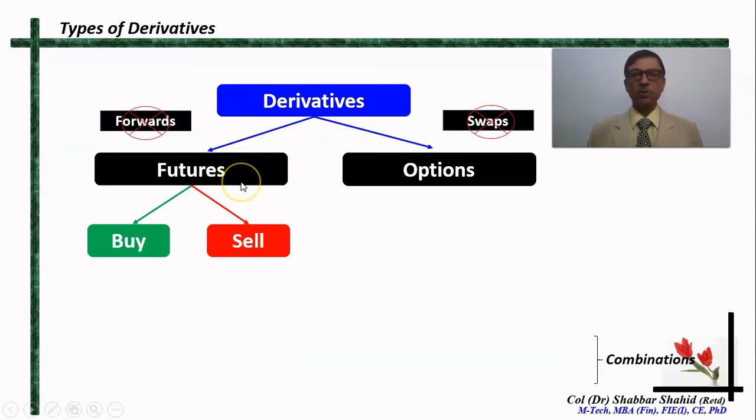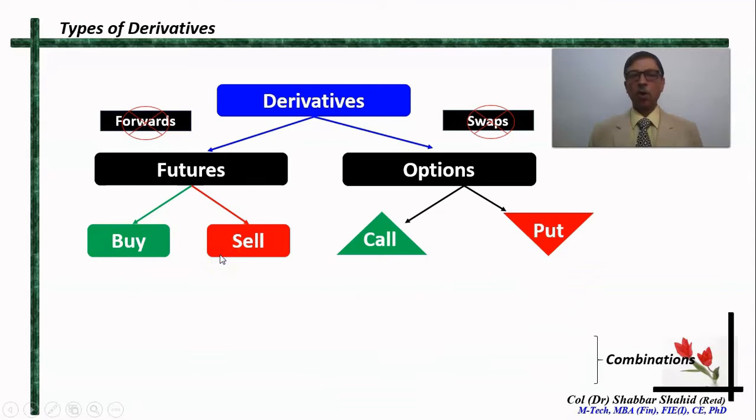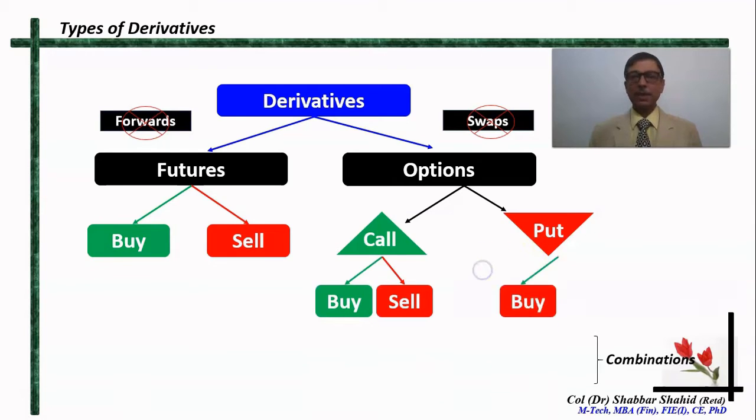And then when we talk of futures, you can either buy a future or you can sell a future. Similarly, when we talk of options, there is something called as a call option and something called as a put option. Now, call option you can buy or you can sell. Similarly, a put option you can buy or you can sell. Alright. So you see, we have got 1, 2 and 3 buying tools and 1, 2 and 3 selling tools. So we have got a total of 6 tools.